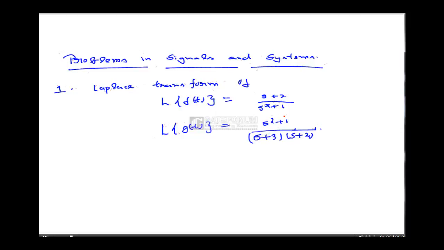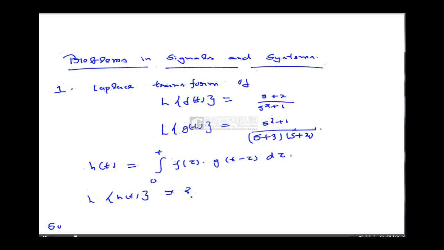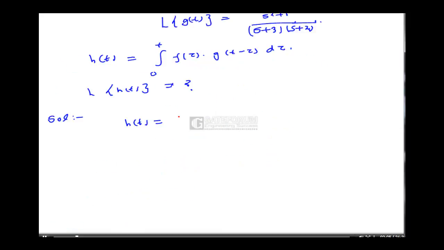Now the question is to find the Laplace transform of signal h(t), where h(t) is given by the integral from 0 to t of f(tau) g(t minus tau) d tau. So we have to find the Laplace transform of h(t) equal to question mark. How to find that? The solution is very easy.